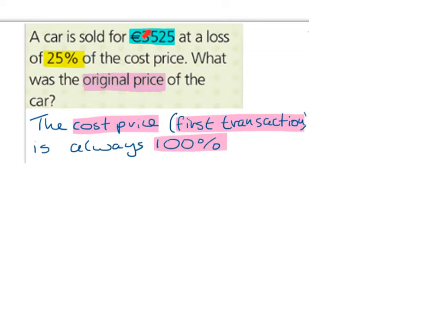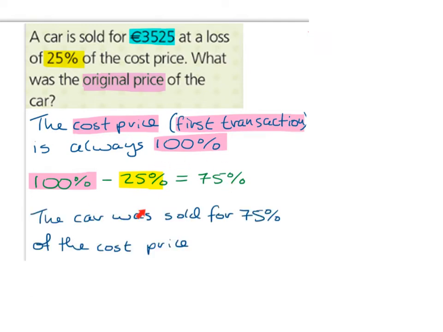So the car was sold for €3,525 and this was a loss of 25%. So we want to figure out what was 100%. So 100%, which is the cost price or the original price, minus the 25% loss equals 75%. So 100% take away 25% is 75%. So this means the car was sold for 75% of the cost price or the original price. So this €3,525 is 75% of the original price. We want to work out 100%.